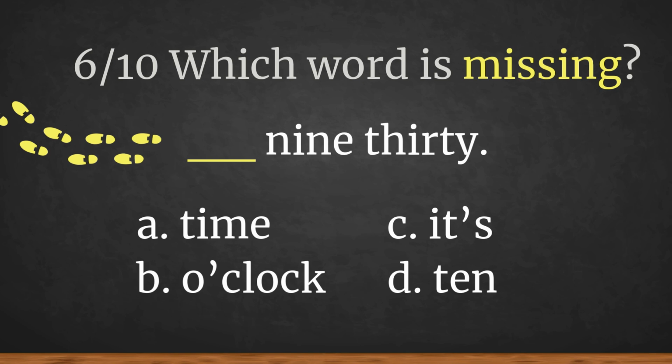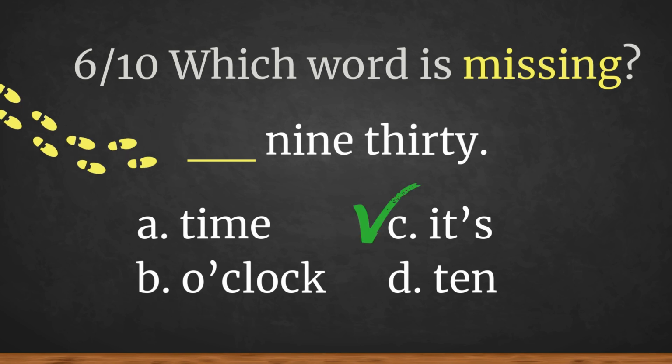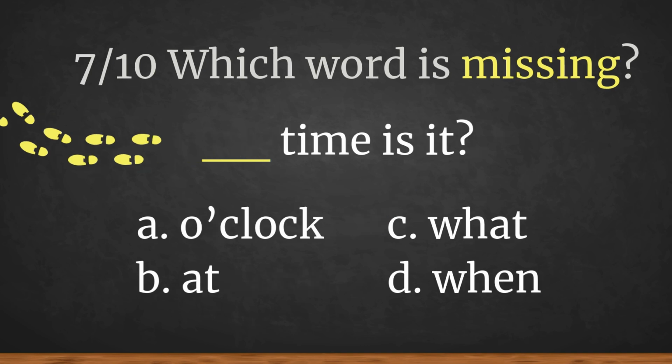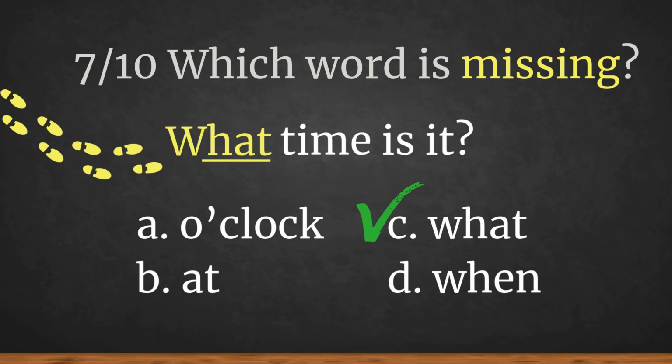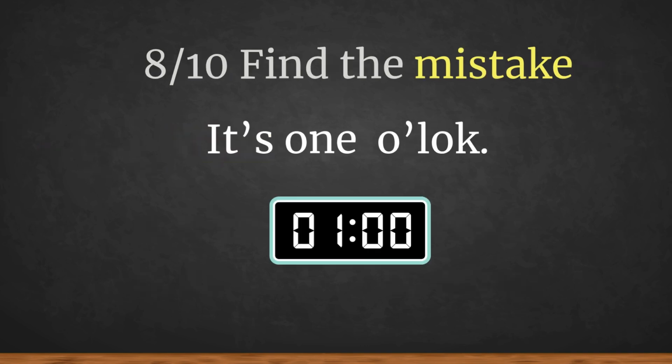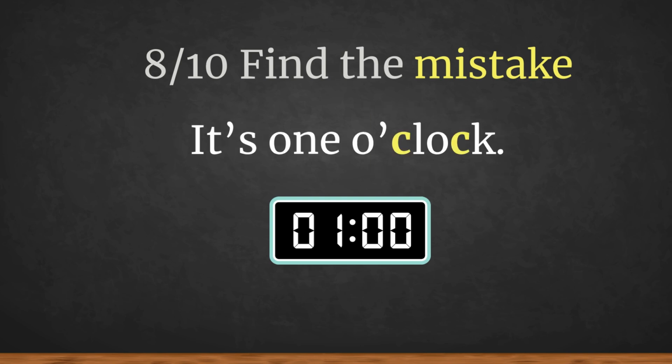6. Which word is missing? It's 9:30. 7. Which word is missing? What time is it? 8. Find the mistake. C is missing. Correct: it's 1 o'clock, not o'lock.